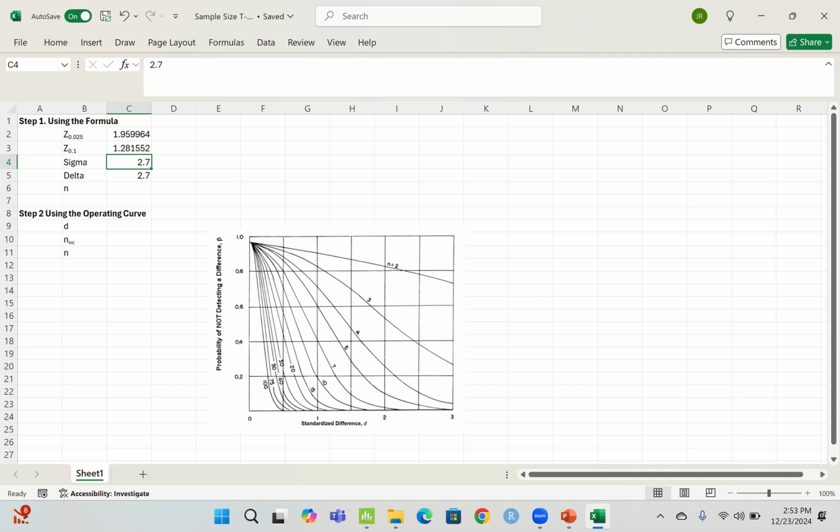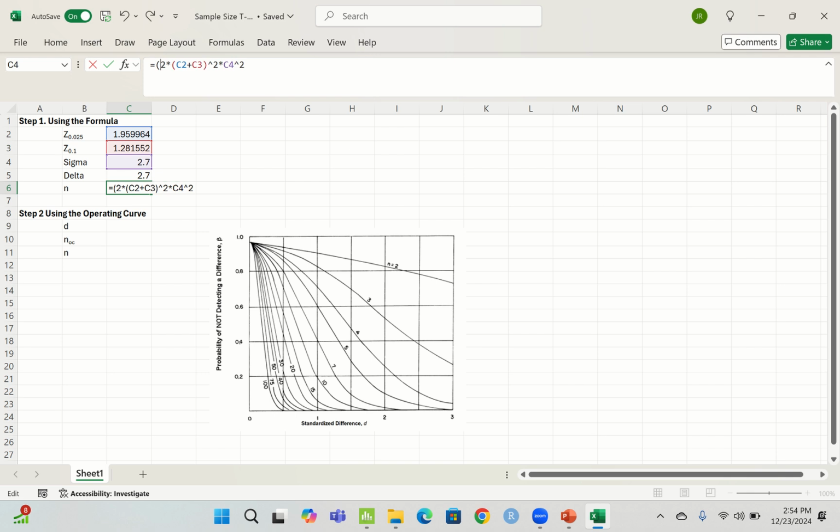And we know sigma, the problem gave us that, and we know the delta. So n, according to the formula, is 2 times, we're going to open up parentheses, the sum of this plus the sum of this. And this value is actually squared. And we multiply this times sigma. And then sigma is also squared.